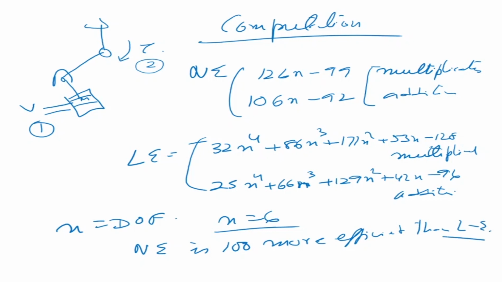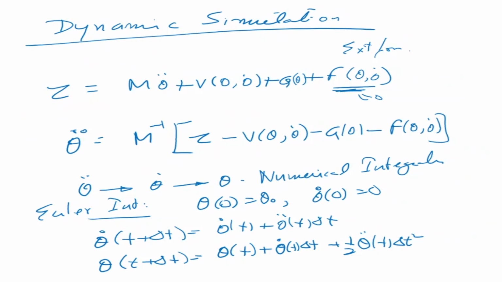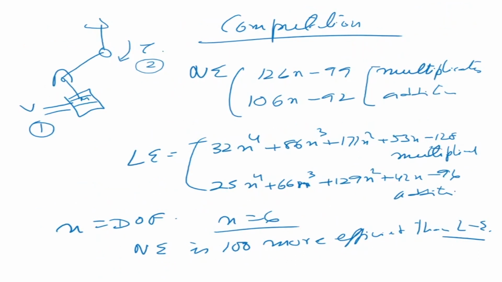So this basically gives us two things. Number one, simulation. We'll come to that. When you have to simulate, you have to do the forward dynamics, for which you do numerical integration: find the acceleration, then integrate to get velocity, and integrate again to get position. In terms of computational complexity, we have seen that Newton-Euler is about 100 times more efficient than Lagrangian-Euler, because in Newton-Euler the number of multiplications is much lower.